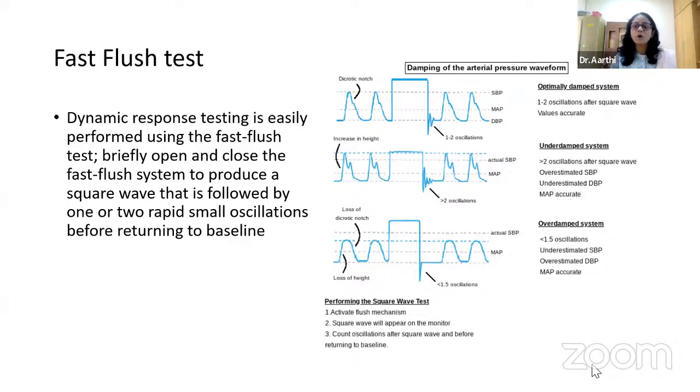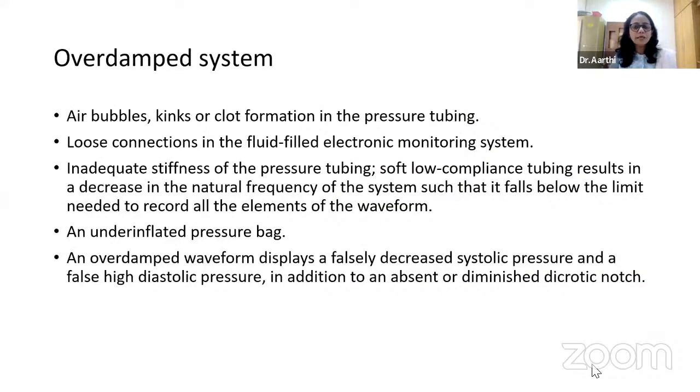The first one represents the optimally damped system, where after the square waveform you get 1 or 2 oscillations. Underdamped systems have more than 2 oscillations, and an overdamped system has less than 1.5 oscillations after the square wave test. Overdamped systems are caused by the presence of air bubbles, kinks or clots in the pressurizing tubing system, or even loose connections, or compliant tubing. All these things will cause overdamping of the system, and so will an underinflated pressure bag. If the pressure bag is below 300 millimeters of mercury, this also causes overdamping of the system.